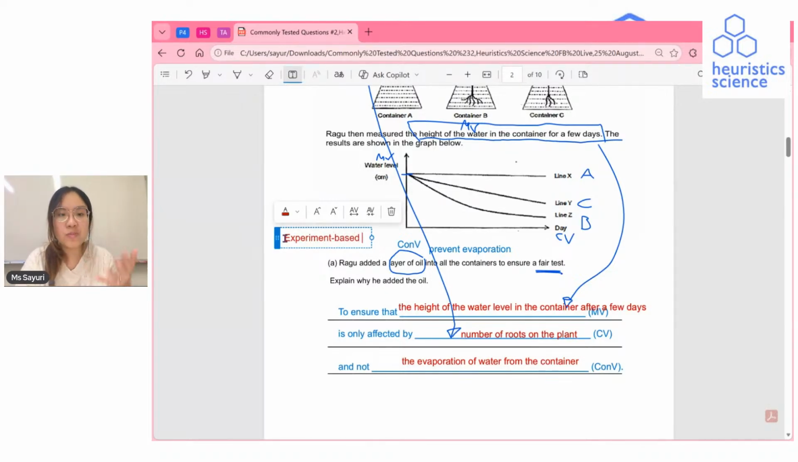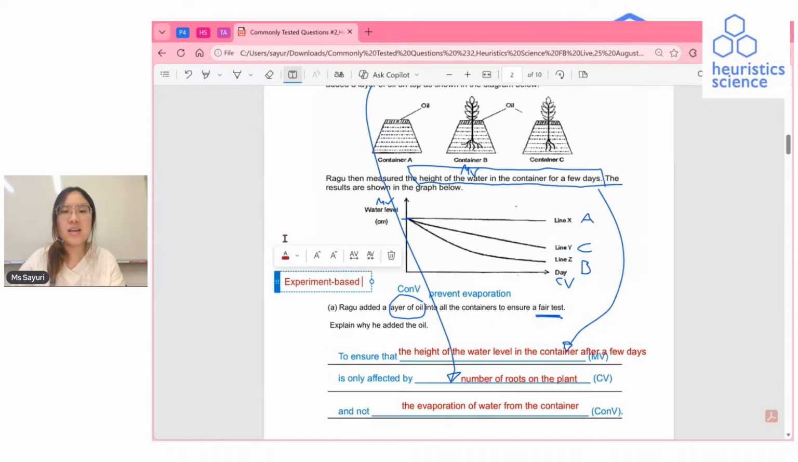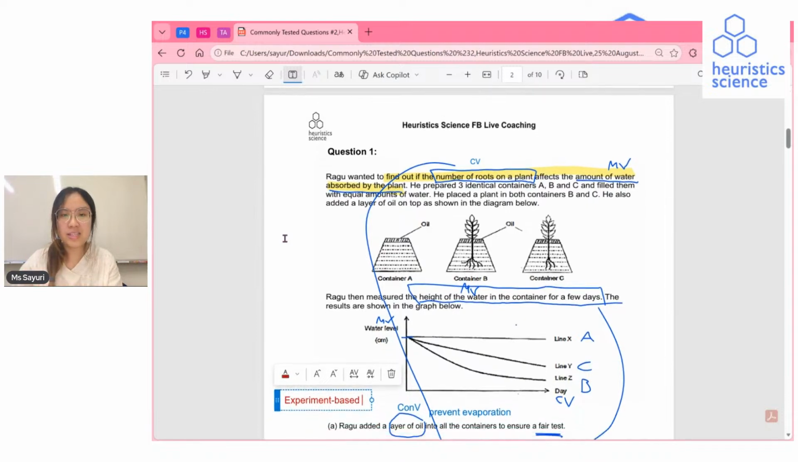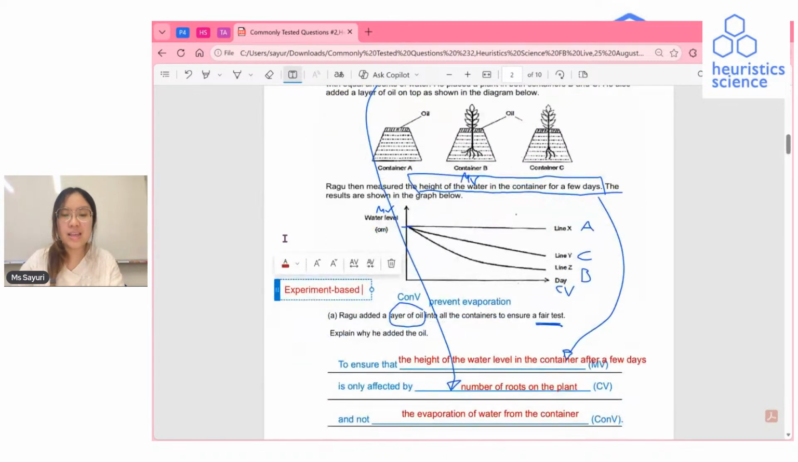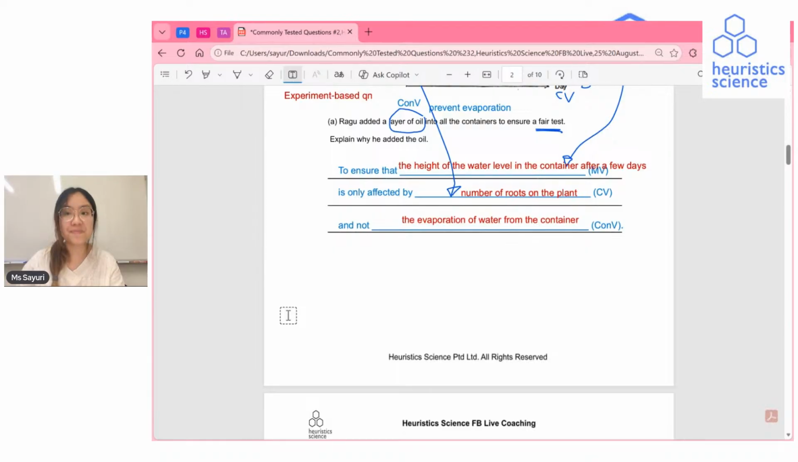Okay, so when it comes to experiment-based questions, which is what this is, they can come up with any unique experiment example in your exam. And all you have to do, you don't even need to know about the concept, is to understand the experimental setup, in this case, Ragu's experiment, and then formulate what should be kept the same, what do you change, and what do you measure. And then they can ask you a question like this.